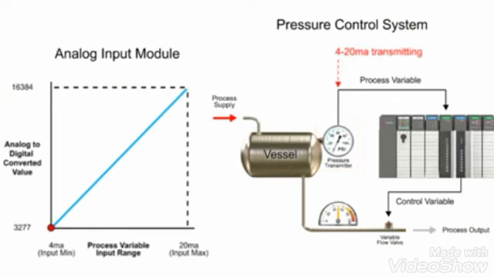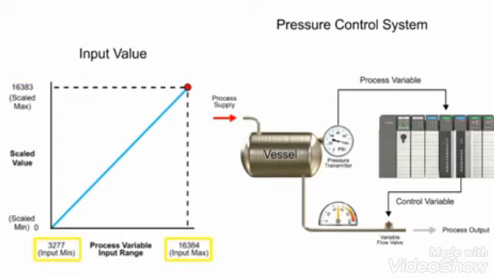The analog input module converts the 4 to 20 milliamp signal to a digital value ranging from 3,277 to 16,384. A 4 milliamp signal results in a value of 3,277, and a 20 milliamp signal results in a value of 16,384.